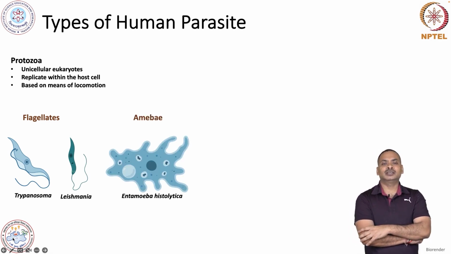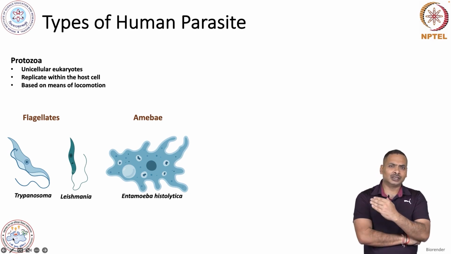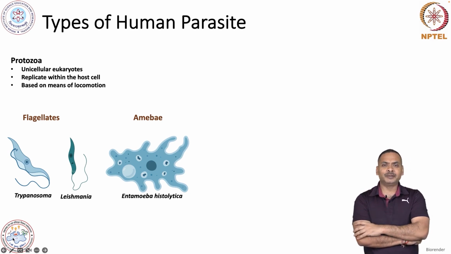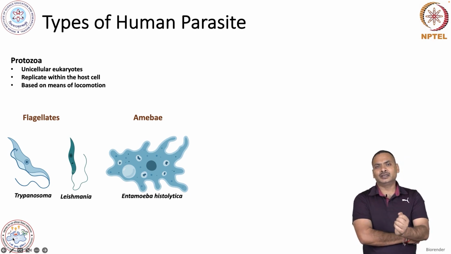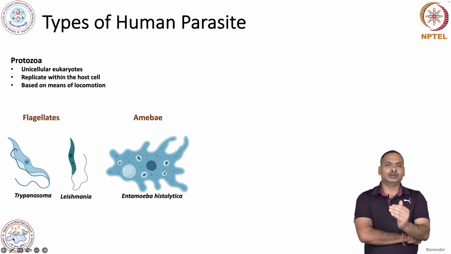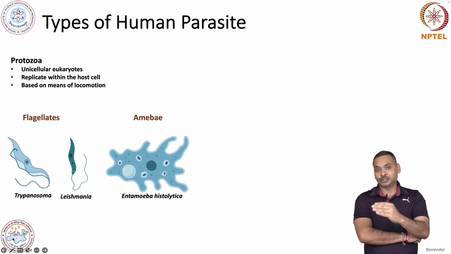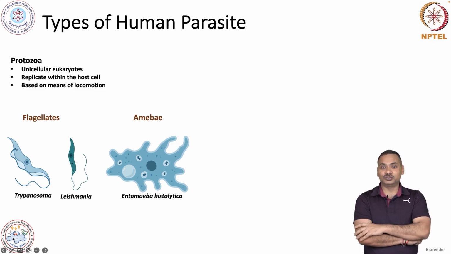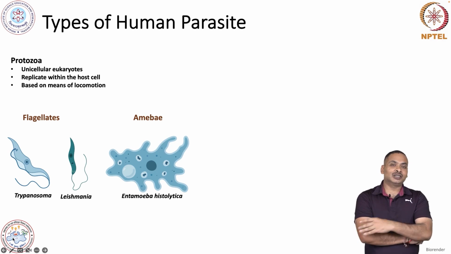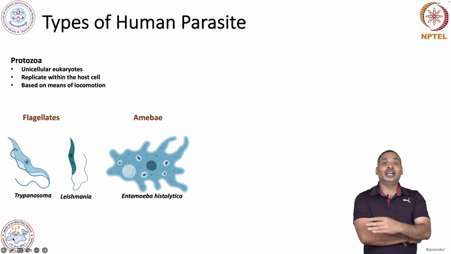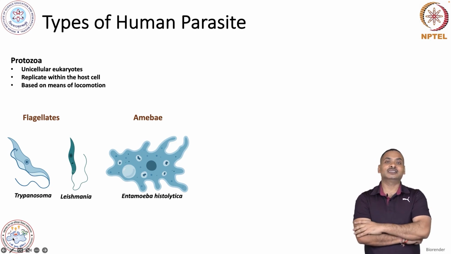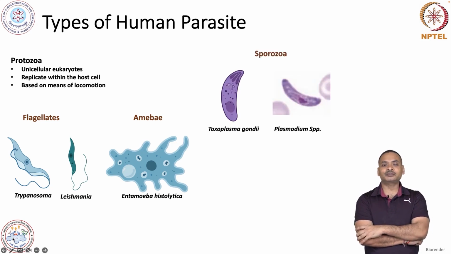Another is amoebae. So this amoebae is like an amoeba, and they basically move in the host through one specialized system which we call pseudopodia. They have pseudopodia in order to make a movement. And one best example of a parasitic protozoa is Entamoeba histolytica. Here you can see this Entamoeba histolytica.